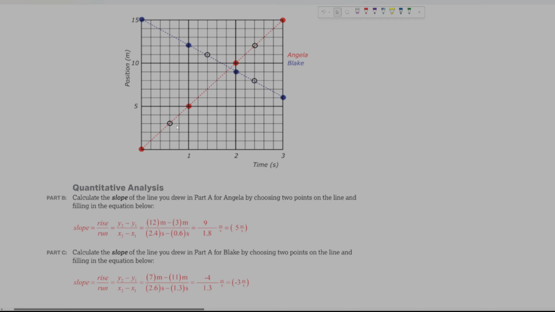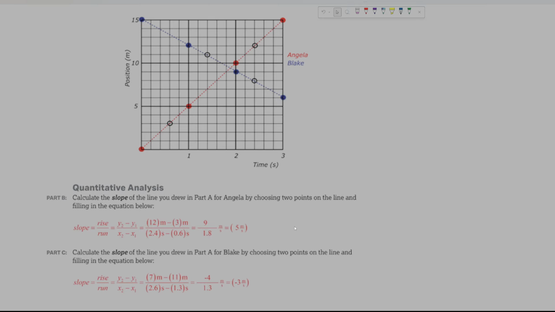So Angela was red, so we chose these 2 points. I said this in the earlier one, I would have chosen 0, 0, but since it's actually a data point, I don't know if I would use that. It's fine. In this case, just pick 2 points and find the slope.